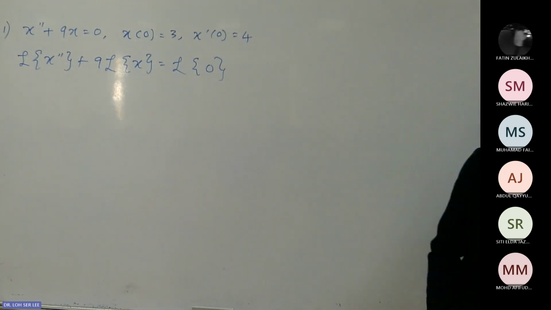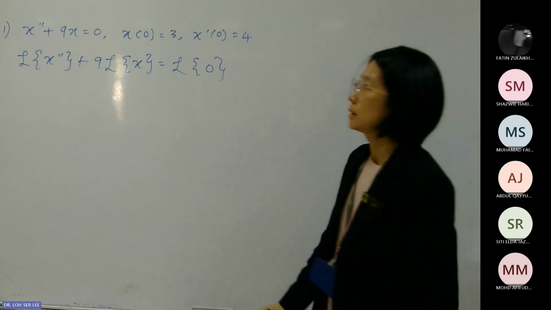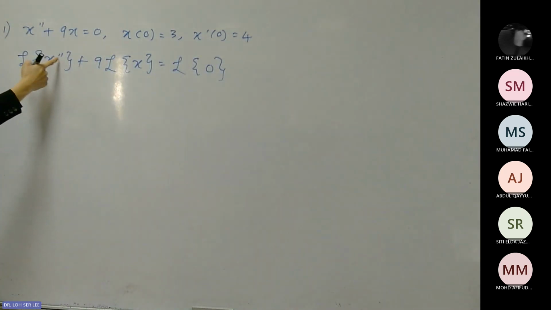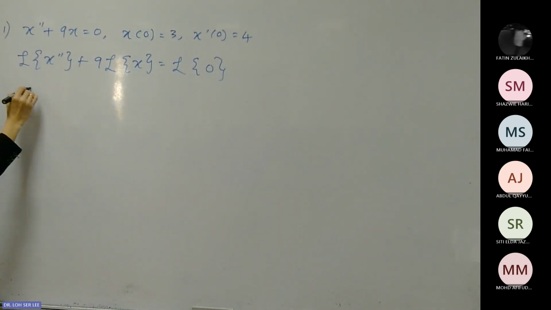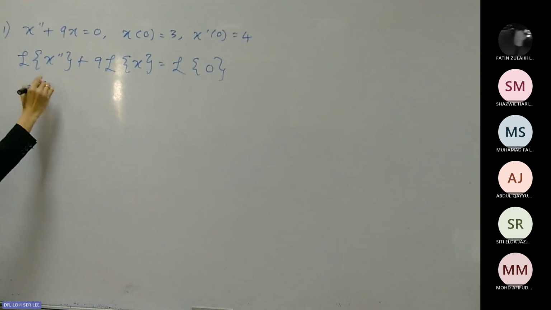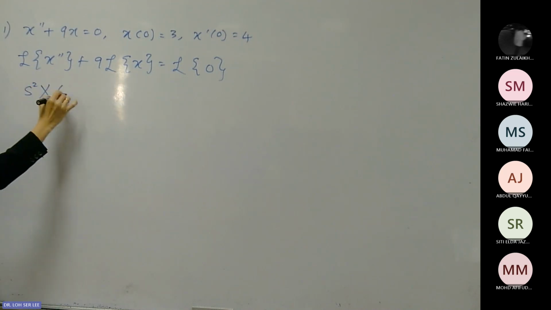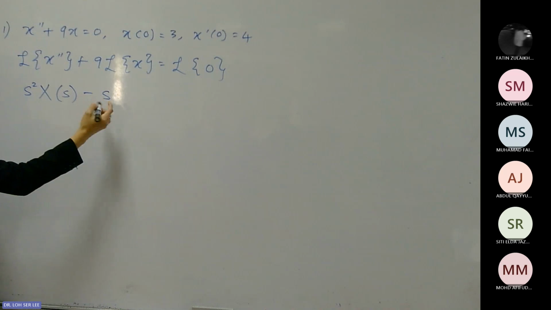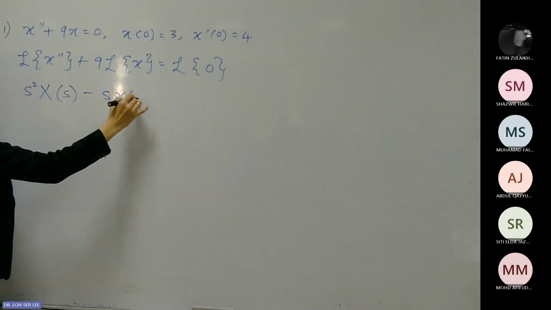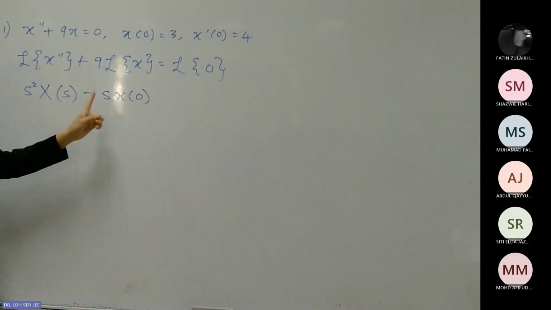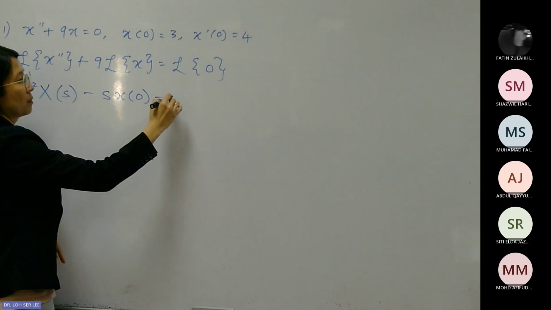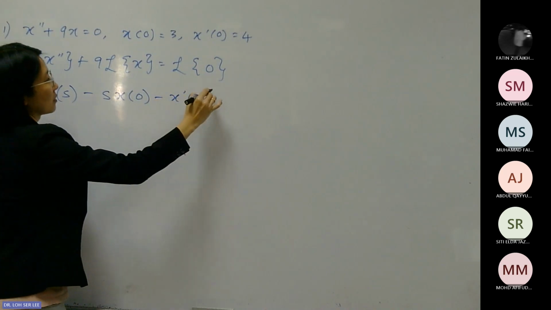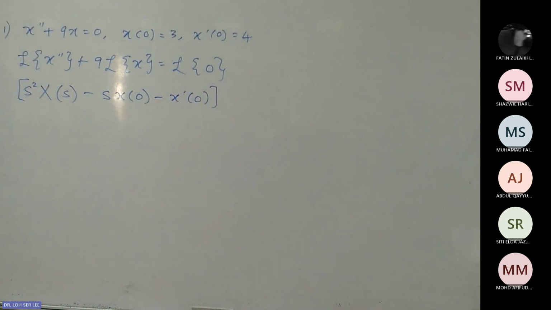Okay, that's double prime. Double prime means s is 2, so you have s squared times capital X in s, minus, it will always be minus, if you look at the formula, there is always minus, then s times x(0) minus x prime(0). Okay, this is for the first term.